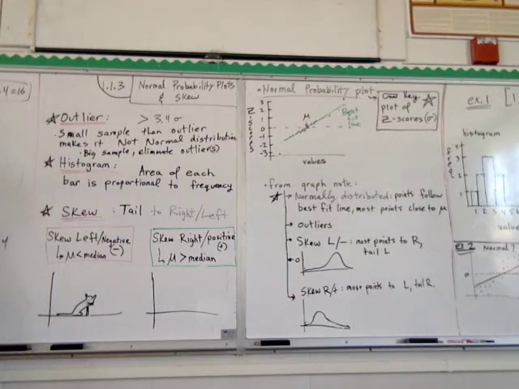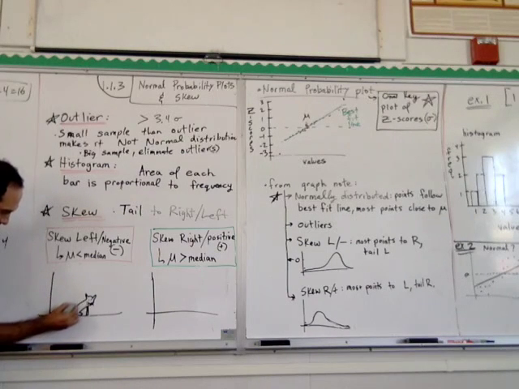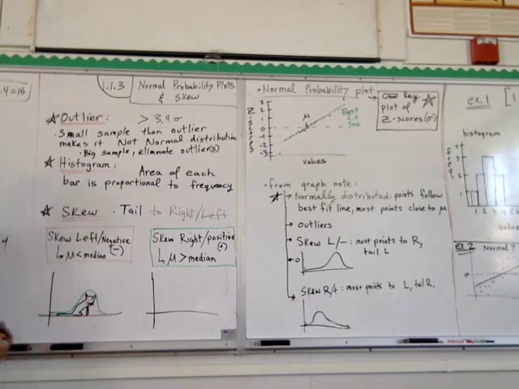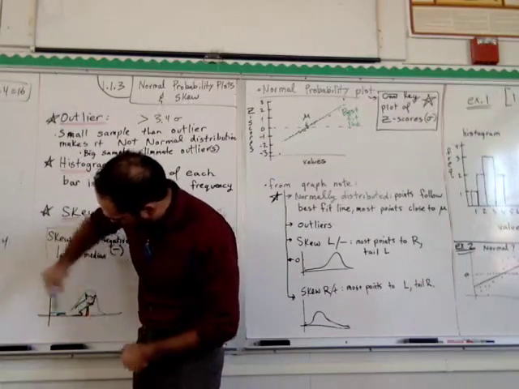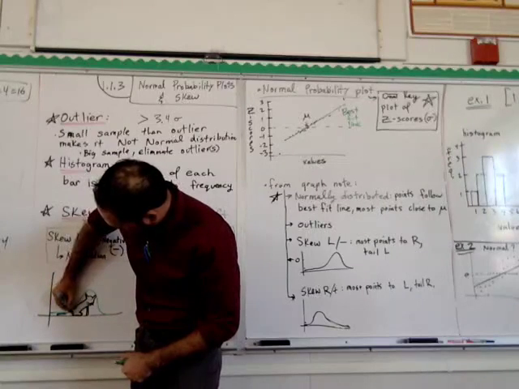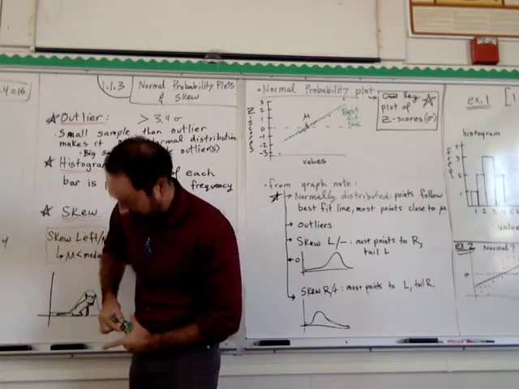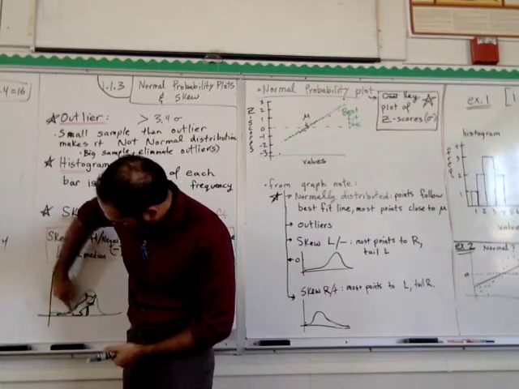The cat's tail is facing which way? Left. Towards what? Positive or negative numbers? Negative numbers. So when we have a skewed left negatively, what we end up with is this tail that's long on the left side. You see how there's some aspects here? Let me make it a little bit better.